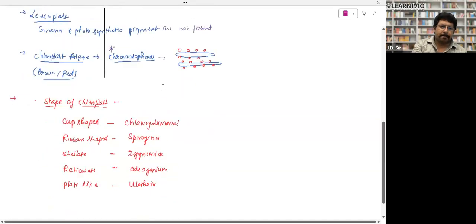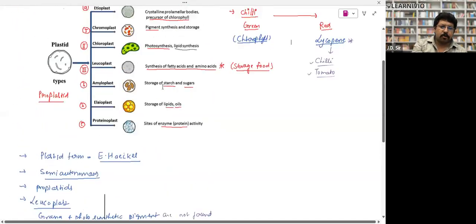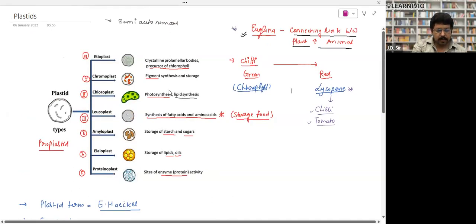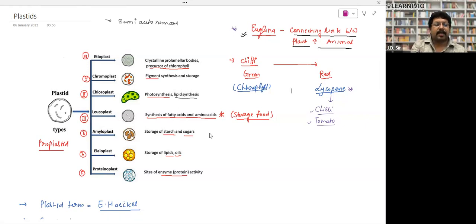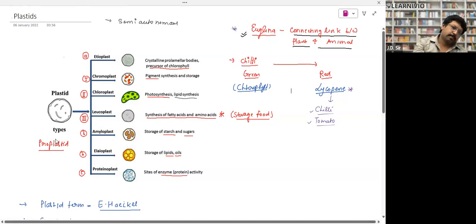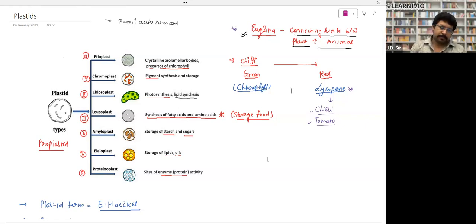Next point. Formation of plastids takes place from pre-plastids or proplastids. Next point. Chromoplast stores pigment other than green. Full stop.